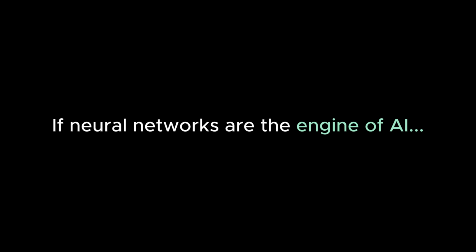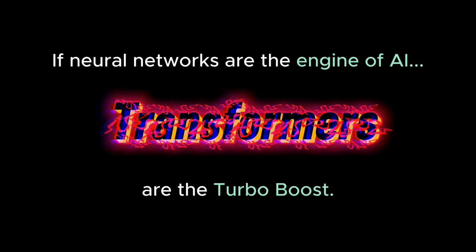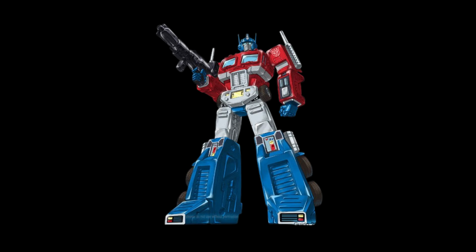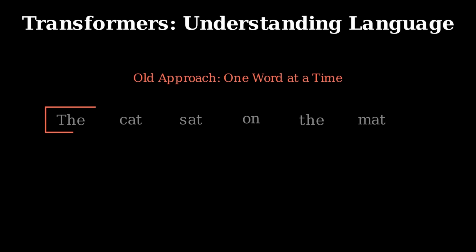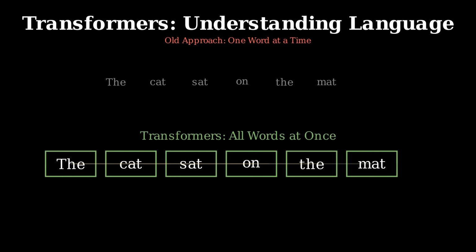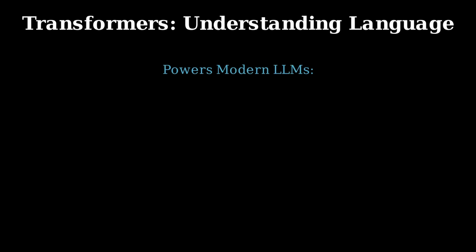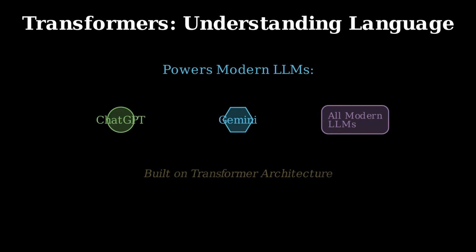If neural networks are the engine of modern AI, then transformers are the turbo boost. Now when I say transformers and you think of this, then all I have to say is, stop it. Get some help. And allow me to clarify. Transformers are a type of AI architecture that can read and understand entire sentences at once, rather than one word at a time. It completely changed the way machines process and understand language. ChatGPT, Google Gemini, and virtually every modern large language model you've heard of is built on this architecture.